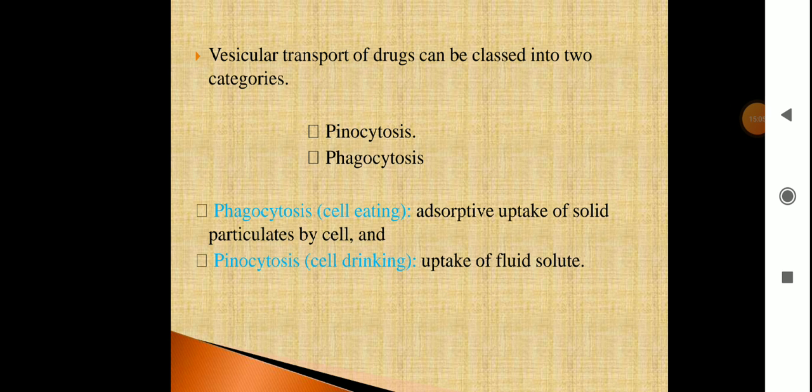Next, vesicular transport of the drug can be classified into two categories, that is pinocytosis and phagocytosis. Pinocytosis is the uptake of fluid solute, or cell drinking, you can call it cell drinking. And phagocytosis is the absorptive uptake of solid particles. Absorption of solid particles is phagocytosis, fluid solute is pinocytosis.